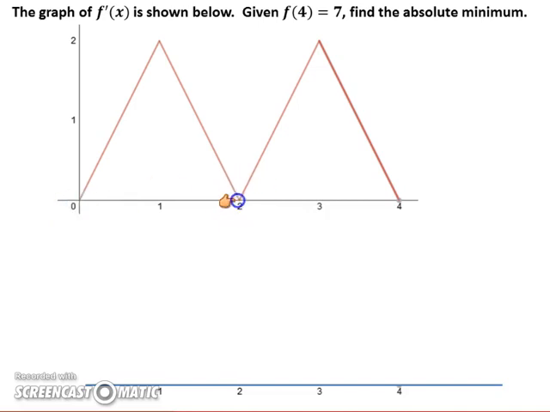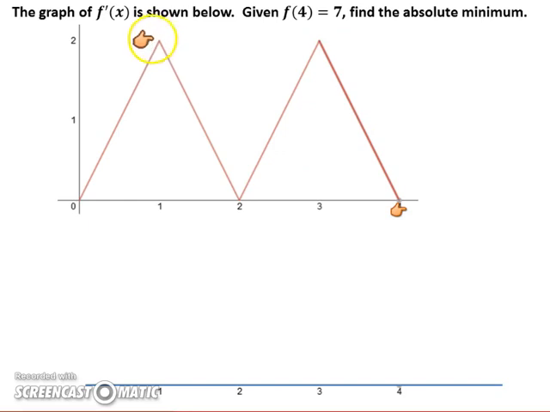There's a horizontal tangent here. There's no extrema though. And if we talk about concavity, it means we're going to talk about the slope of this graph. So the slope of this graph is positive. It's going to be concave up, concave down, concave up, concave down.